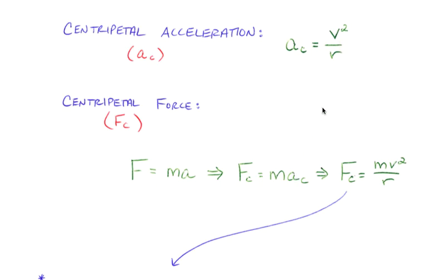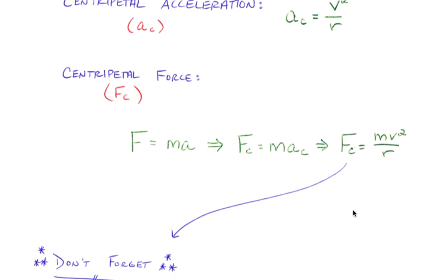If I just plug in my v squared over r for my centripetal acceleration, we get our centripetal force formula, which is just F_c equals mv squared over r. It's just F equals ma, but I've substituted centripetal acceleration for our normal general acceleration variable. So these are the two equations we'll use to analyze centripetal force and centripetal acceleration mathematically.